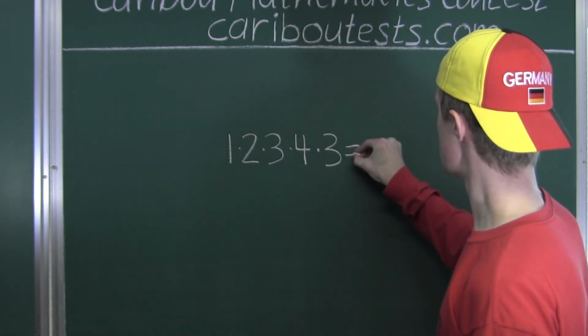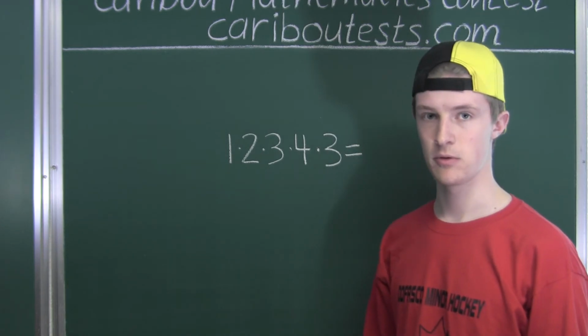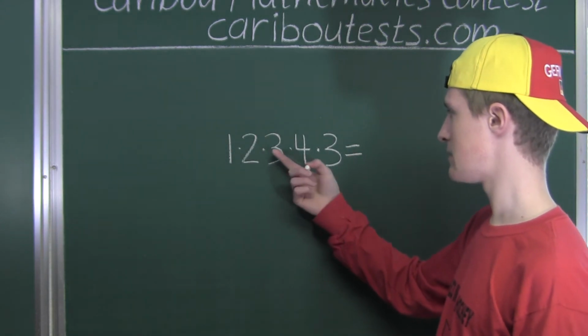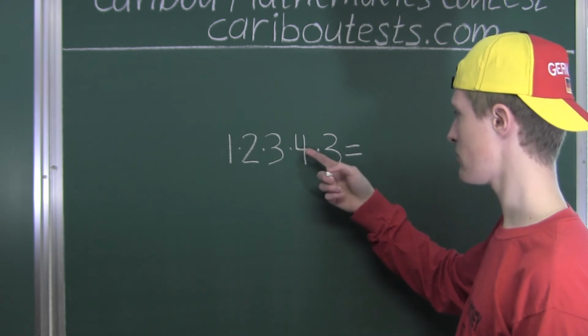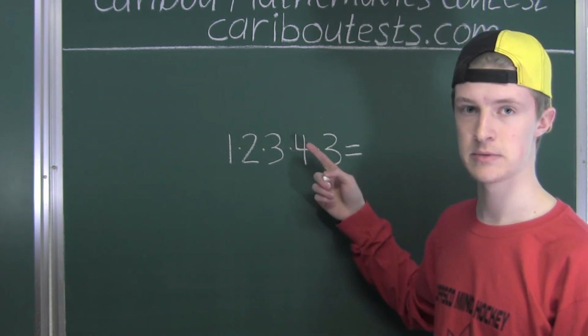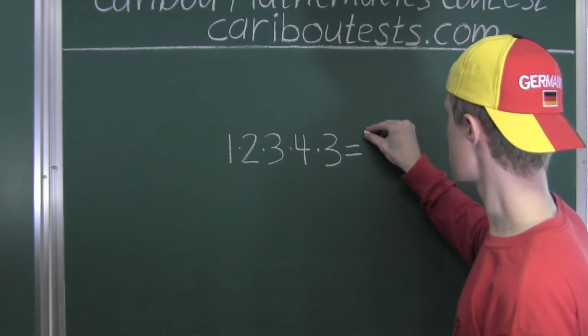Alright. So the total number of different arrangements is 1 times 2 times 3, which is 6, times 4 is 24, and times 3 is equal to 72.